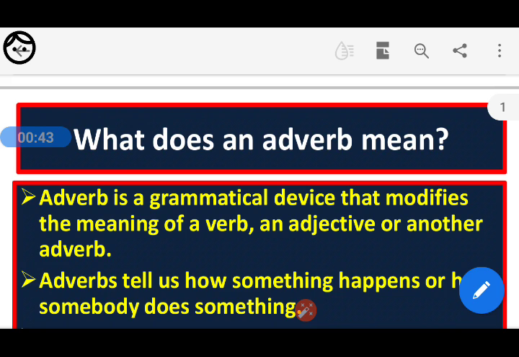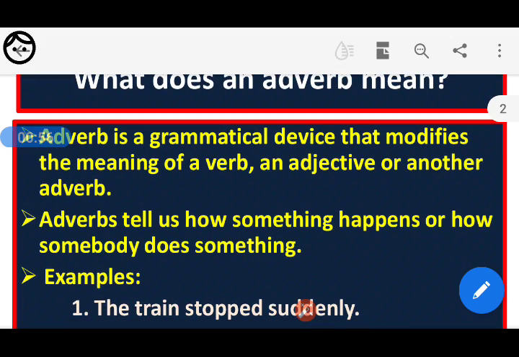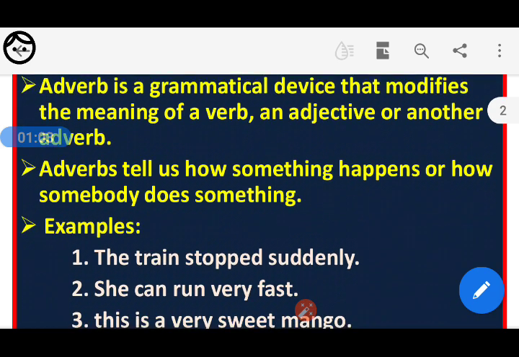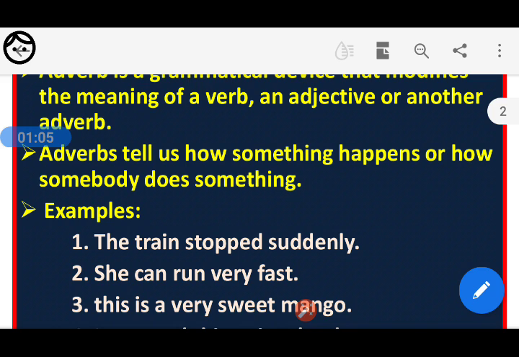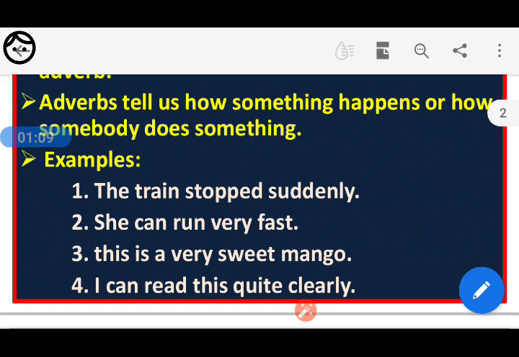An adverb is a grammatical device that modifies the meaning of a verb, an adjective or another adverb. Adverbs tell us how something happens or how somebody does something. The examples are: the train stopped suddenly. She ran very fast. This is a very sweet mango. I can read this quite clearly.